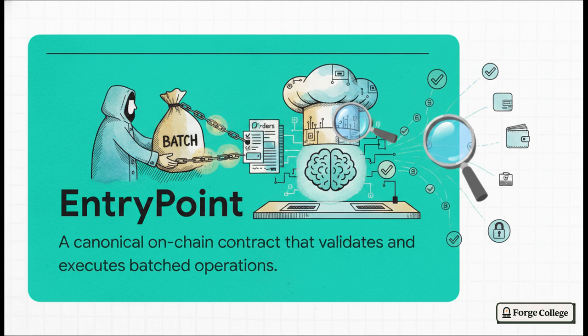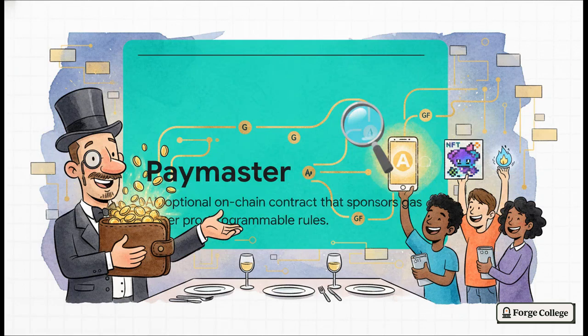When the bundler hands over that massive stack of orders, the EntryPoint meticulously reviews them, validates all the signatures, makes sure the math is perfectly right, and then executes the operations exactly as requested. And finally, we have my personal favorite, the paymaster.